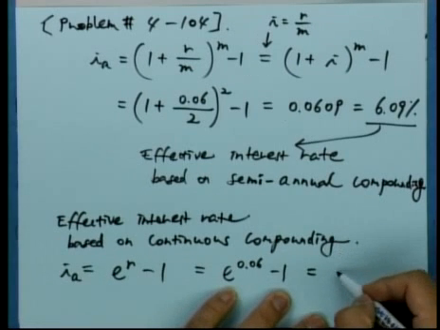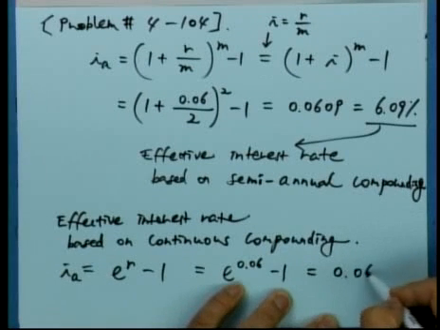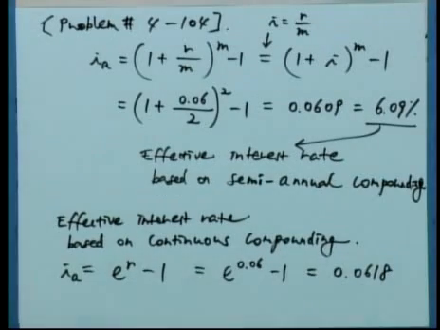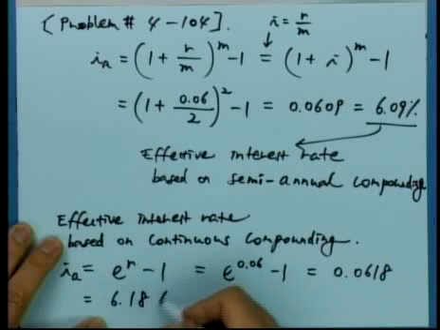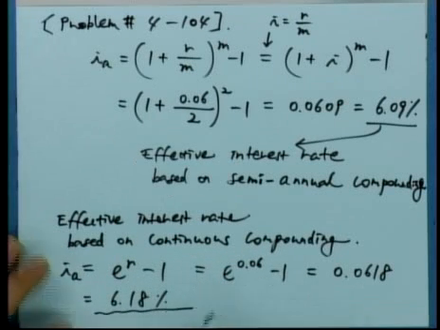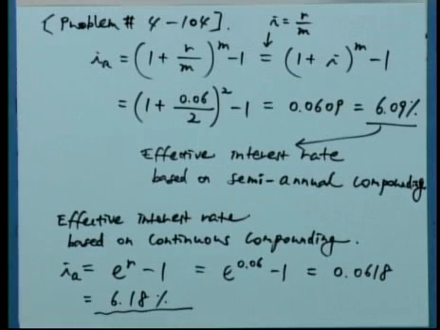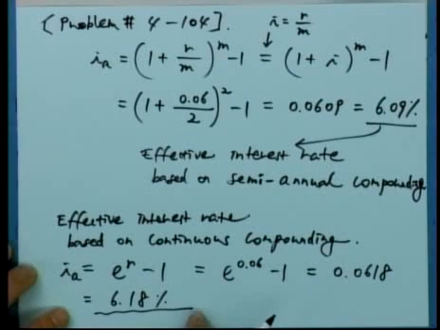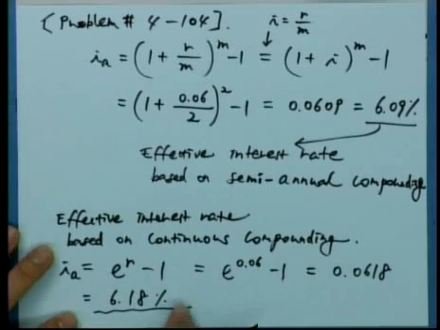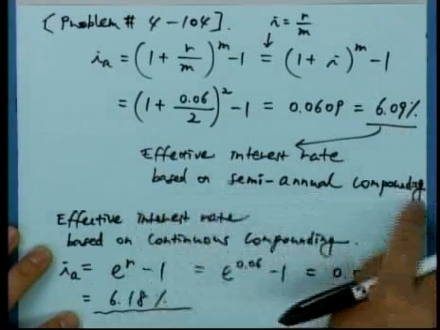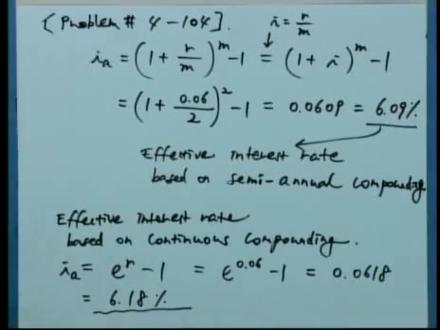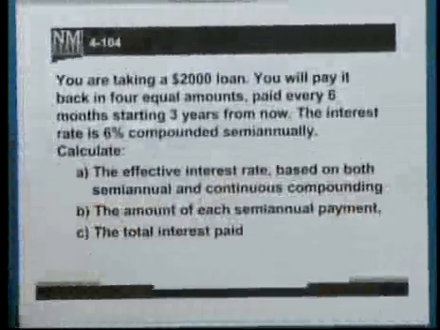Okay, and this value is 0.0618, okay, which is 6.18%. So this is the effective interest rate based on the continuous compounding. Of course, this value is larger than the one for the effective interest rate based on semi-annual compounding, right?